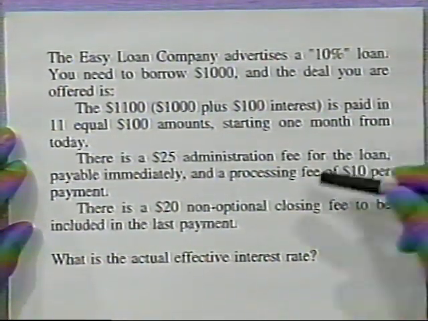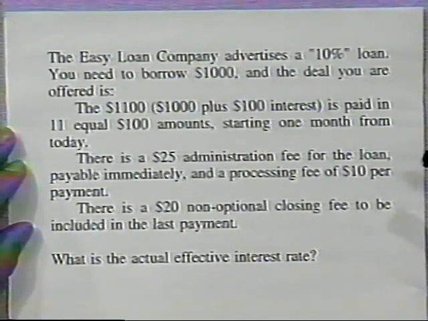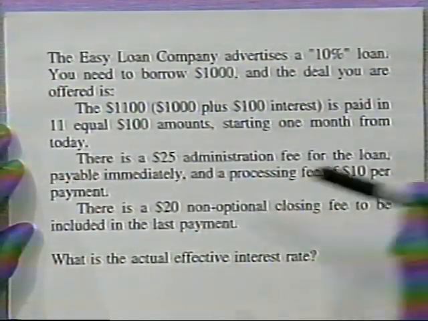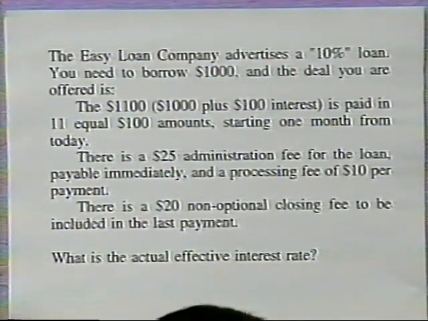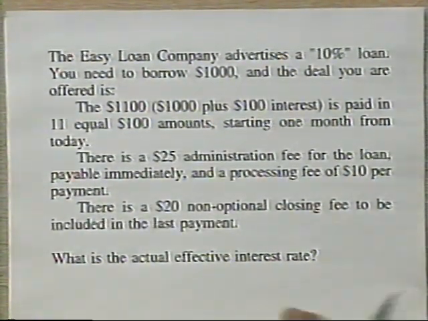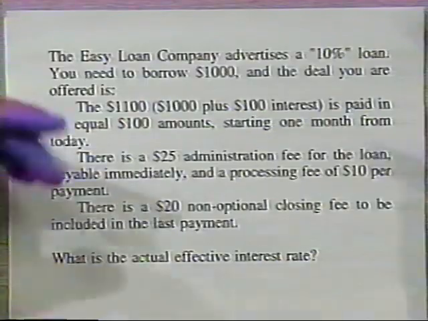In addition to that payment, there's a $25 administration fee for the loan, payable immediately, and a processing fee of $10 per payment, and a $20 non-optional closing fee to be included in the last payment. What we want to know is the actual effective interest rate. So this is an unknown interest rate problem. We're given some information about the nature of the cash flows involved.